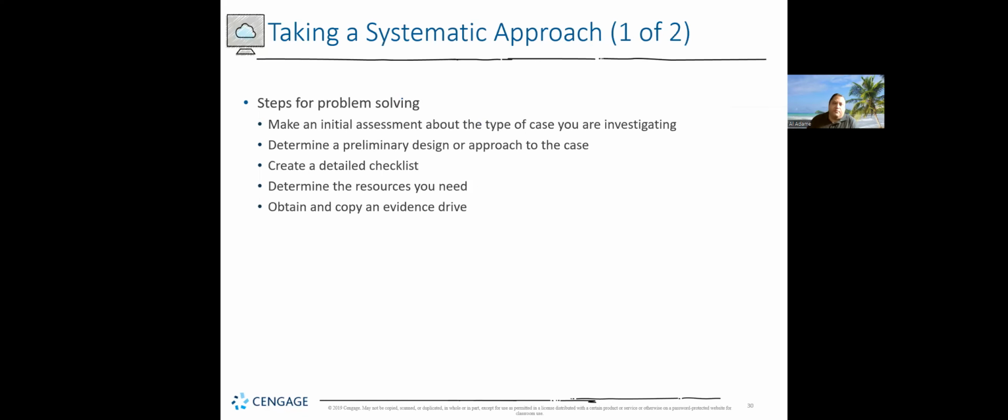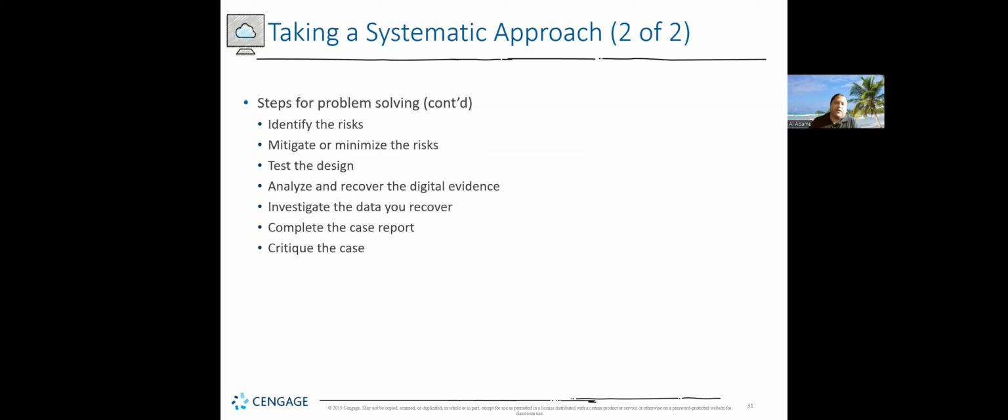Steps for problem solving. Make an initial assessment about the type of case you are investigating. Determine a preliminary design or approach to the case. I'll cover that in more detail in a couple of chapters. Create a detailed checklist. This is just an overview of what you do as a DFI. Determine the resources you need. Obtain and copy an evidence drive. This is where you would take the person's computer and clone the hard drive onto another drive, and then extract data without having to worry about damaging the original drive, which you would give back. At that point they can destroy or shred it, whatever. Doesn't matter. You have a copy, and that copy isn't going anywhere outside of that lab until the investigation's done.